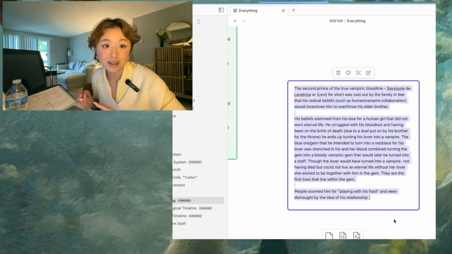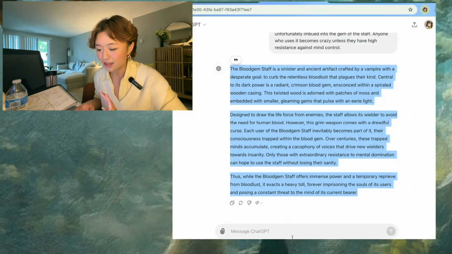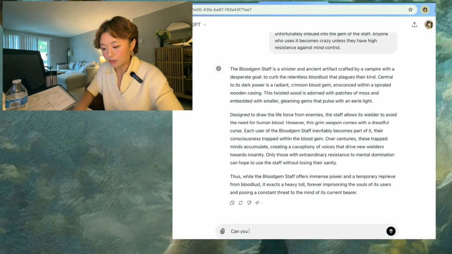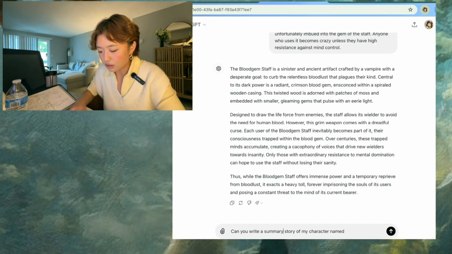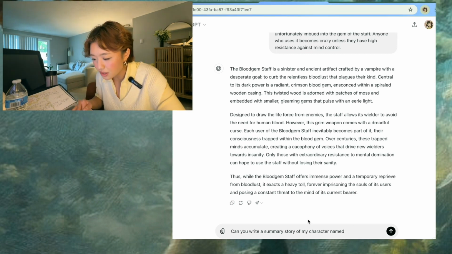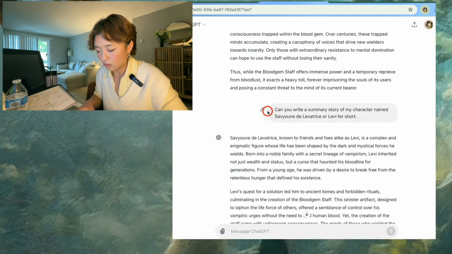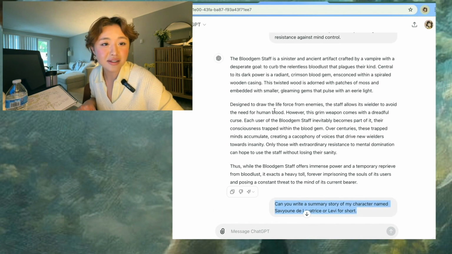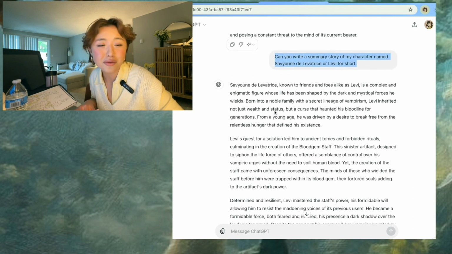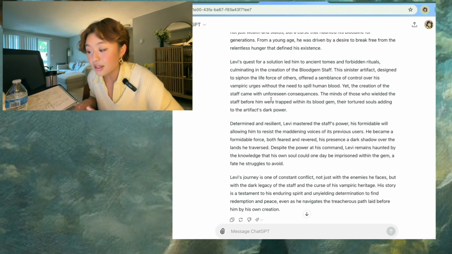Very cool. Now, I do think that this might be really great to put into ChatGPT. So let's go back here and write, can you write a short summary story of my character named, I forgot how I said it, Fionn or Levi for short. Oh, whoa, what? Wait, I didn't even give it any information. It took my blood gem staff thing, and then it took that information, and then it made a story. That is really cool.